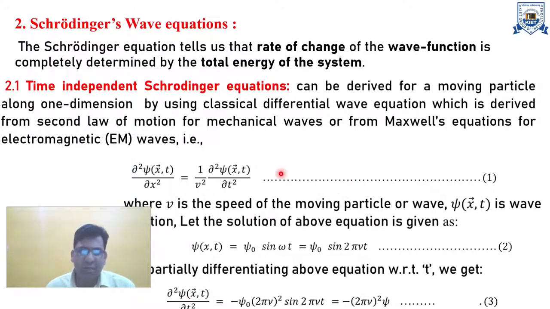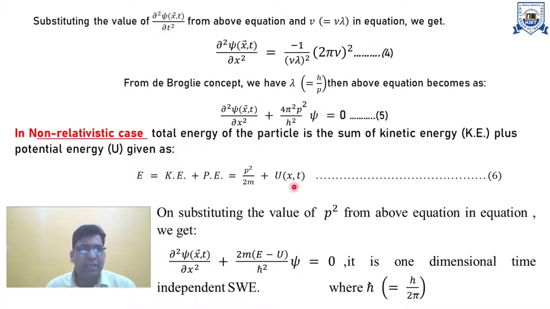Now if we solve the mathematical equation, because we understand these are differential equations, the solution becomes like this: psi of position x and time t equals psi naught sine omega t. We put the value omega equals 2 pi nu, the frequency, and the equation becomes this. We differentiate partially with respect to t, then del square psi upon del t square becomes this value. Putting this value in equation number one, the equation becomes del square psi upon del x square plus 4 pi square v square upon lambda square psi is equal to 0.